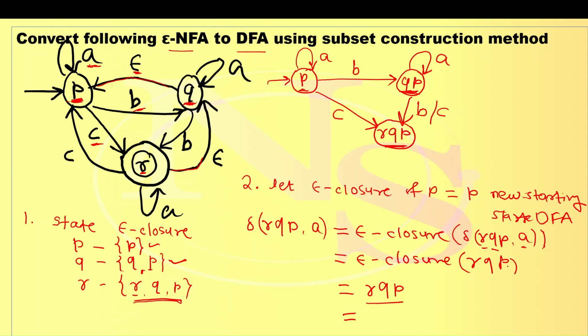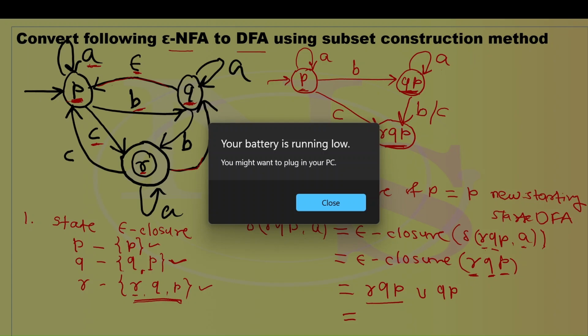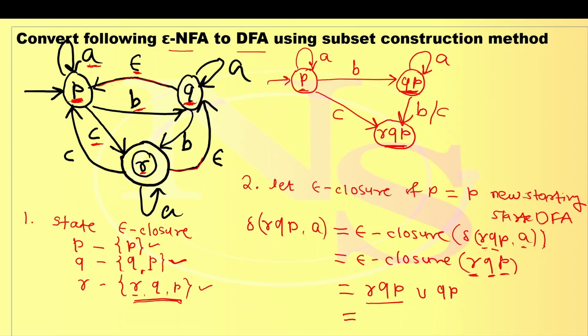So epsilon closure of RQP. Epsilon closure of RQP, it means what? Epsilon closure of R union epsilon closure of Q union epsilon closure of P. What is the epsilon closure of R? It's RQP union epsilon closure of Q, which is QP. Epsilon closure of P, what is it? It's P itself. So union P.